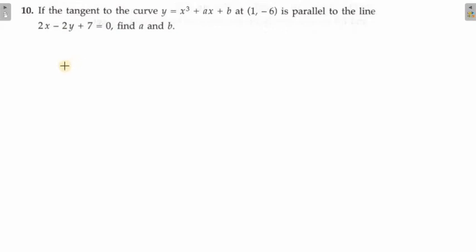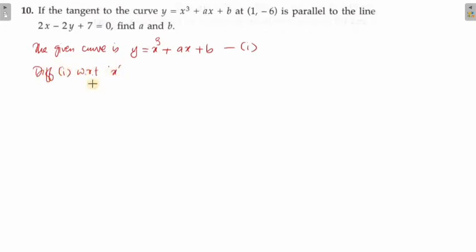Obviously, right? So let me first write down what is the given curve. The given curve is y equals x cube plus ax plus b. Okay, and call this equation number 1. So differentiating 1 with respect to x, let's see what do we get. So we get dy by dx is equal to 3x squared plus a. b is a constant, so it will vanish.